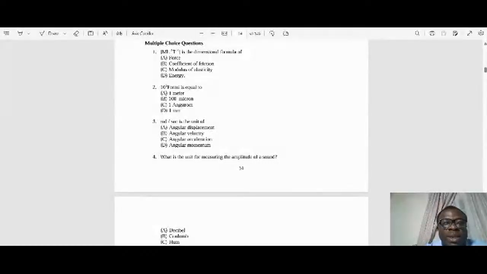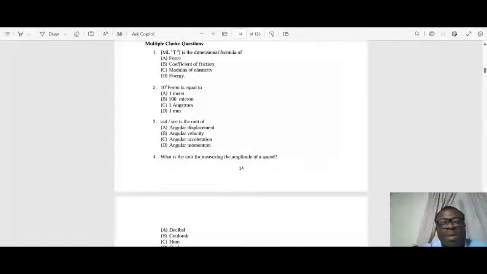Angular displacement, B. Angular velocity, C. Angular acceleration, D. Angular momentum. The answer is B. Angular velocity.